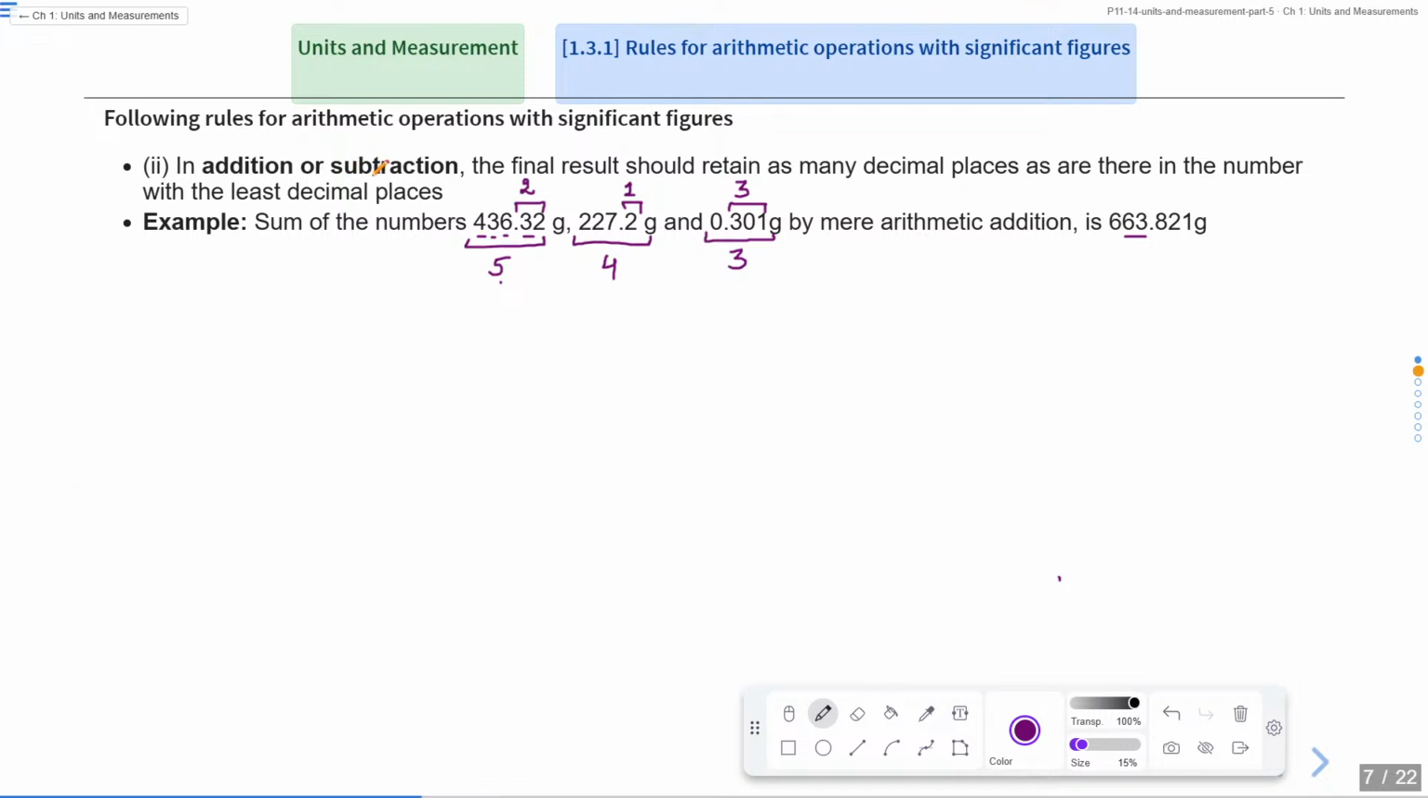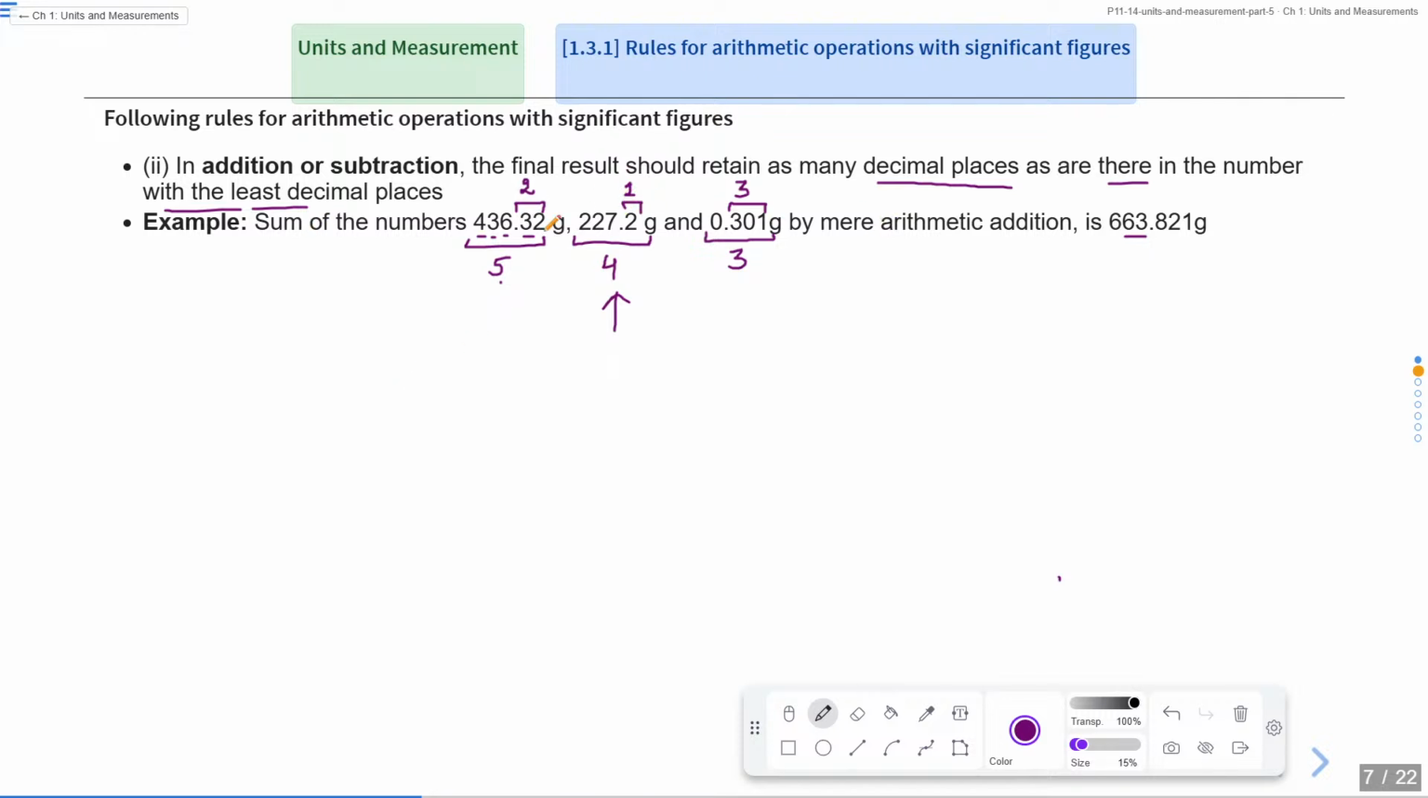So the rule for addition or subtraction is that the final result should retain as many decimal places. Now the rule is changed. In the case of multiplication and division, the rule is according to significant figures. In the case of addition and subtraction, the rule is according to decimal places. So the final result should retain as many decimal places as there are in the number with the least decimal places. Which is the number with the least decimal places? This 227.2, only one decimal place.